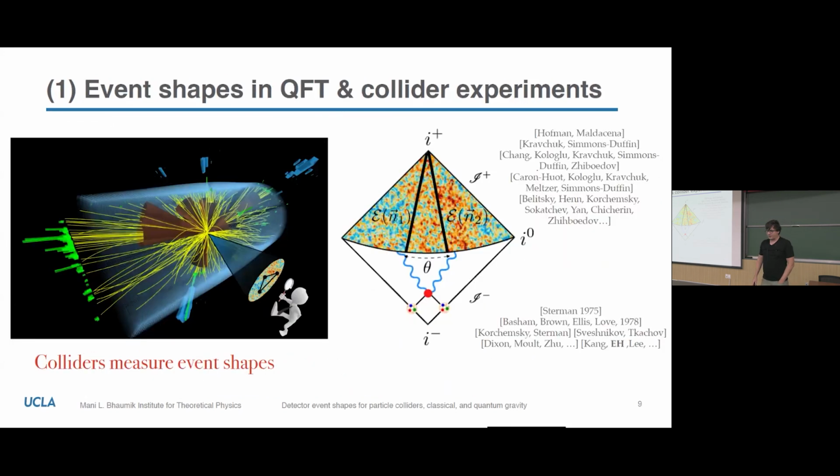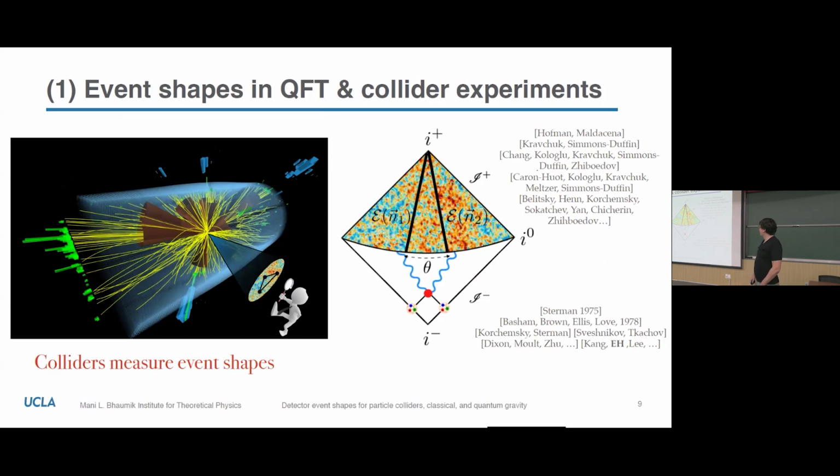So let me start with the first part: these event shapes at colliders and in quantum field theory. There's a long list of people who've been working on this. I certainly have not listed everyone, and I apologize to the people who were omitted.